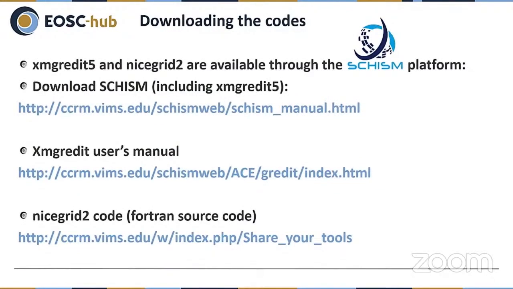So you can get these codes, all of these codes, through the Schism platform. You can download Schism that includes XM GeoEdit as one of the programs included. You can load the XM GeoEdit's user's manual, and you can get the NiceGrid code, which is a Fortran code which you will have to compile.